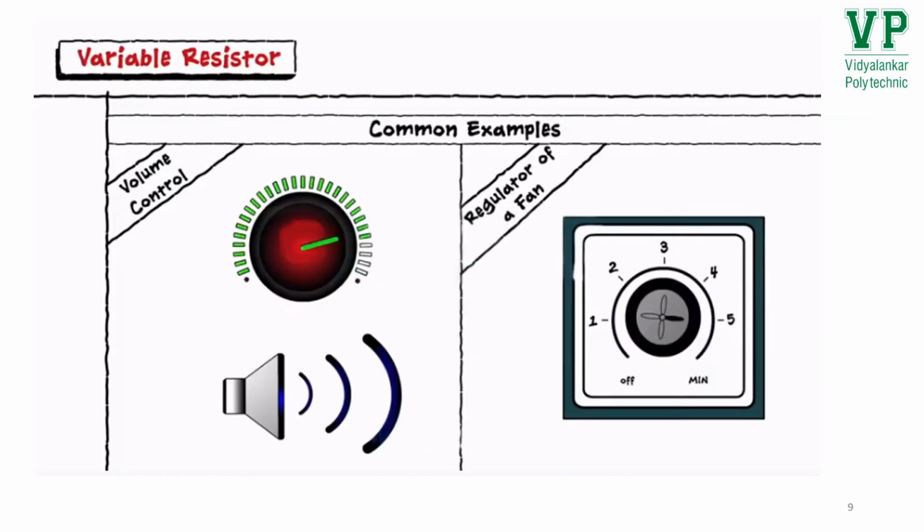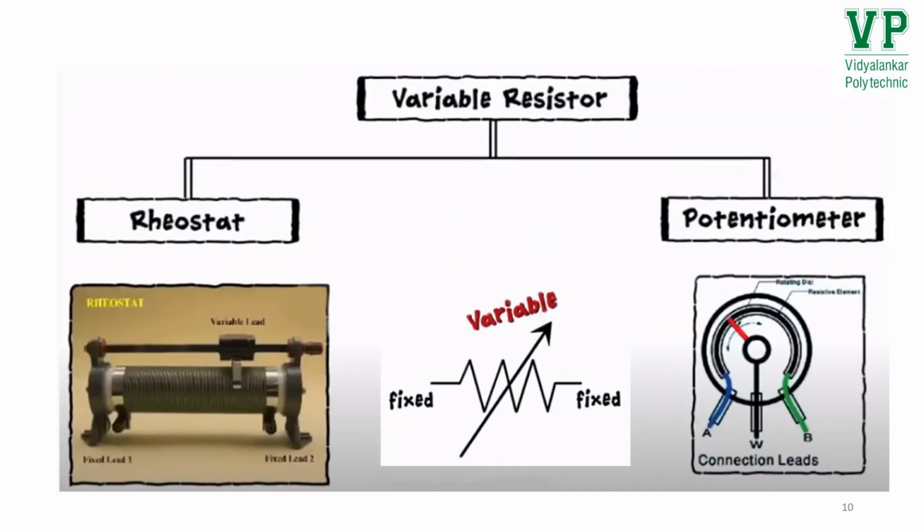The second type of resistor is variable resistors. Very common implementations of variable resistors are the volume control knob or the regulator of a fan. In a volume control knob, motion of the knob changes the resistance of the circuit, which changes the level of volume. Similarly, in a regulator, the motion of the regulator changes the speed of the fan. There are mainly two types of variable resistors, such as rheostat and potentiometer. Every variable resistor has three leads, one is variable and two are fixed.